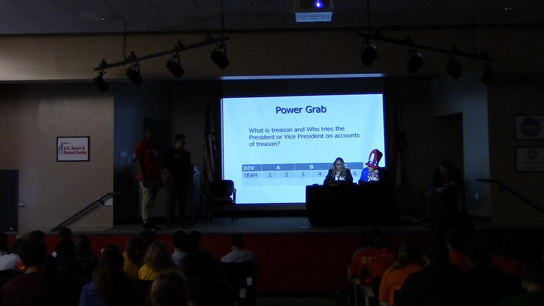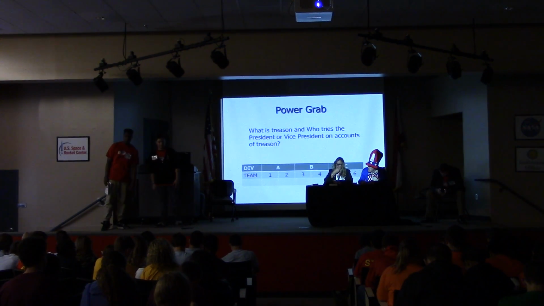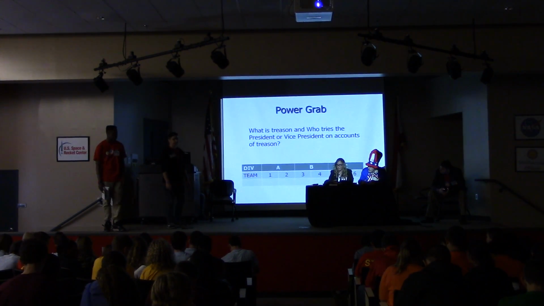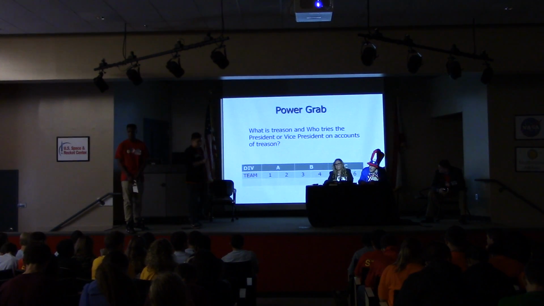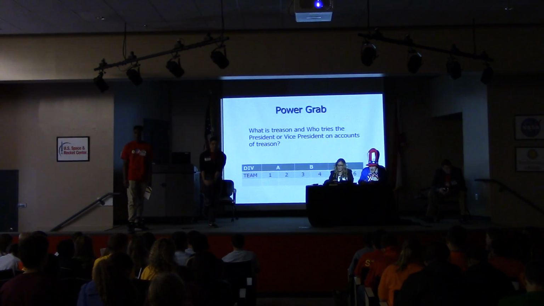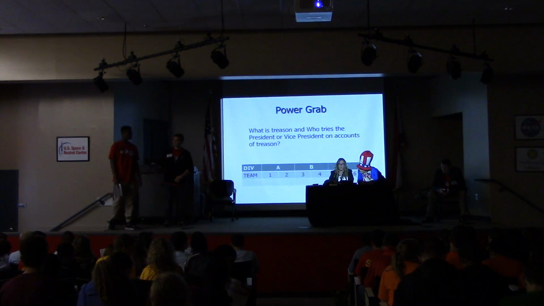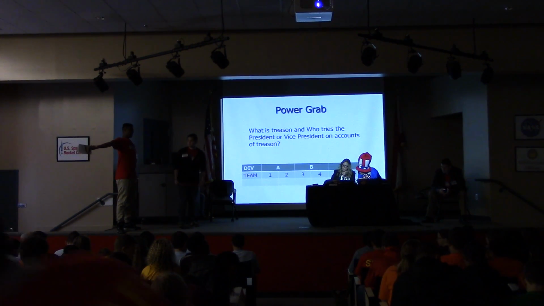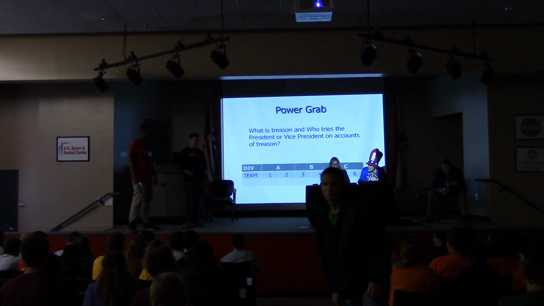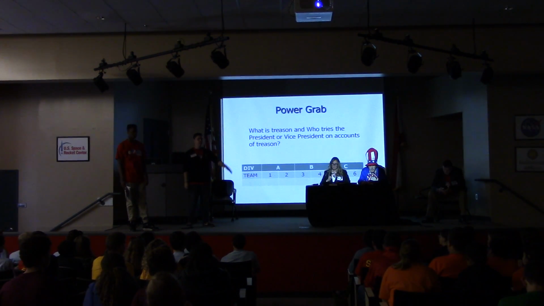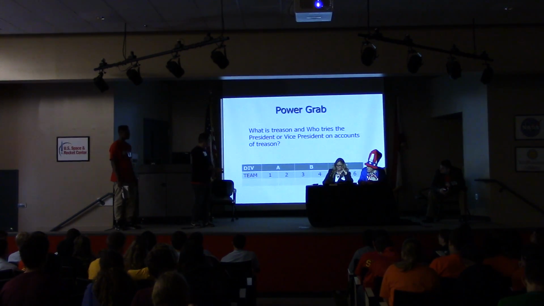Okay. So let me turn to Article 2, Section 4. That's where it says that the president and vice president shall be removed from office on impeachment for conviction of treason. We were talking about treason, not just impeachment, but actual treason. So this would be an impeachment trial, but we were talking treason to begin with. All right. So we just have the room team and dark blue team answer right there. They answered what is treason and who tries the president or vice president on account of treason. Good job to them. Next question.